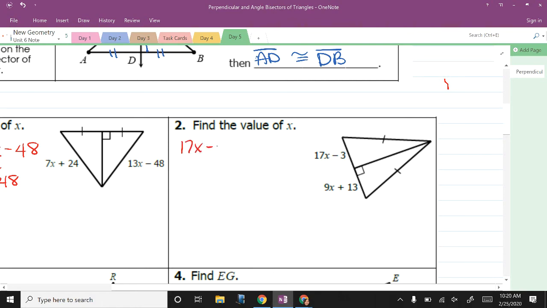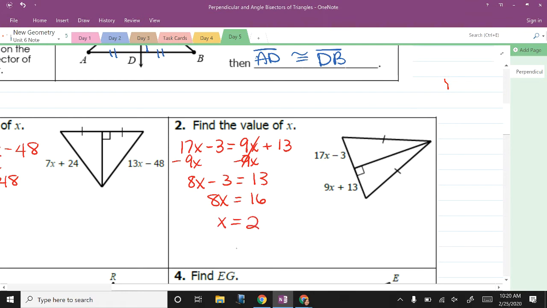So 17x minus 3 equals 9x plus 13. Pretty easy. We're just setting a lot of things equal today, looks like. 17x minus 9x is 8x minus 3 equals 13. Add 3, 8x equals 16. Divide by 8, and x equals 2.